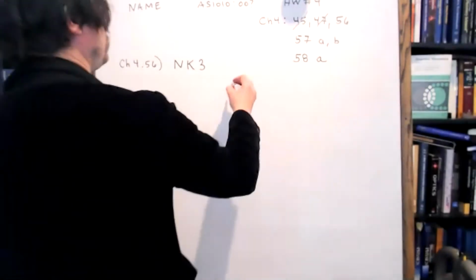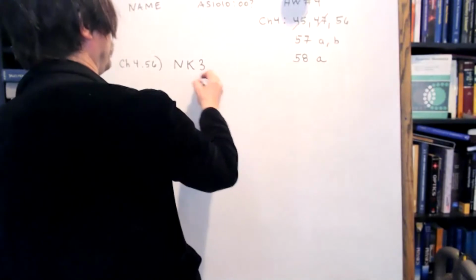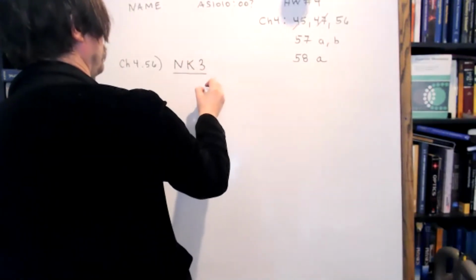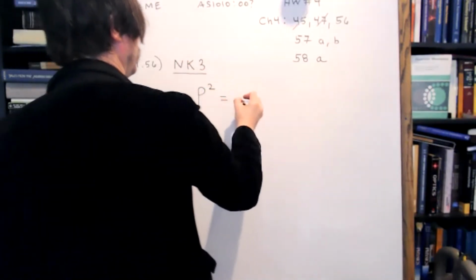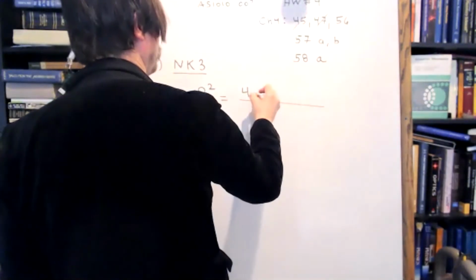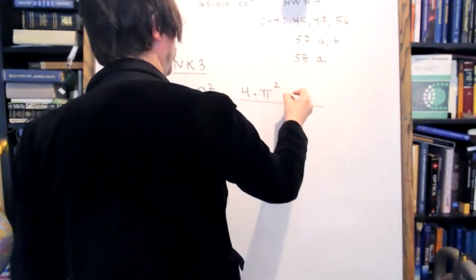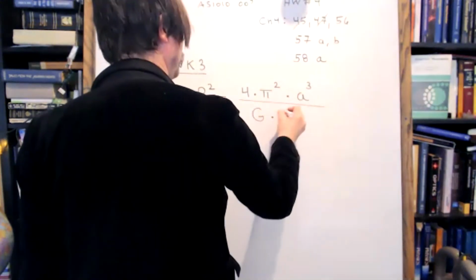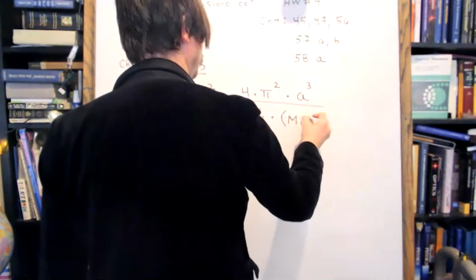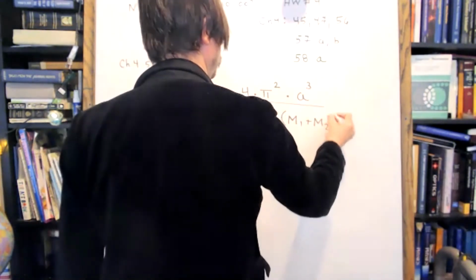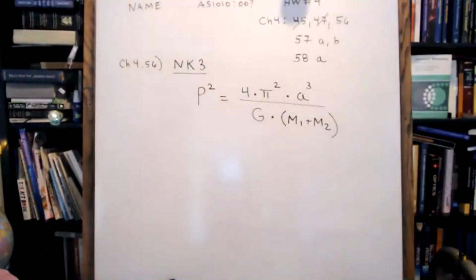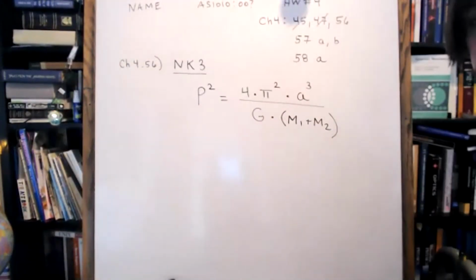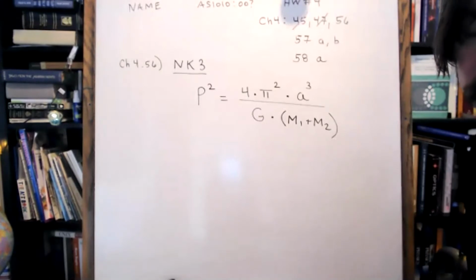Okay. All right. First, before she reads it, let's write down NK3. P squared is equal to 4 times pi squared times a cubed divided by G times the sum of the masses. Go ahead and write that down, Jenna, before you start to read. This is the new improved version of Kepler's third law.